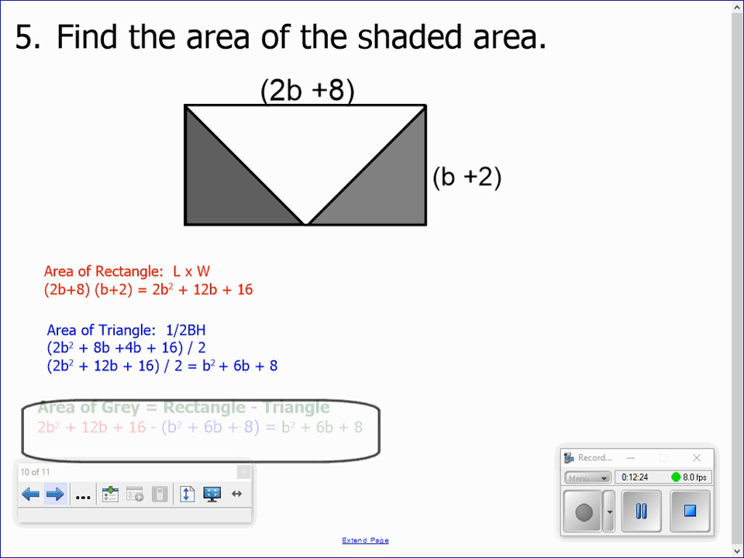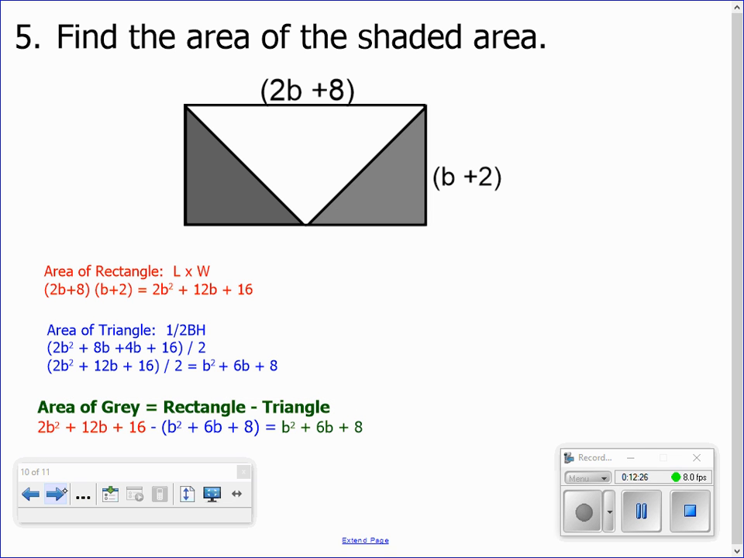And then finding the shaded region would be subtracting the area of the rectangle minus the area of the triangle, and that will give you the area of the shaded region. And so make sure that when you're subtracting here that you distribute the subtraction sign throughout that second binomial. We talked about that in the adding and subtracting video.